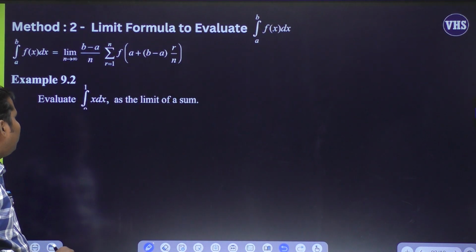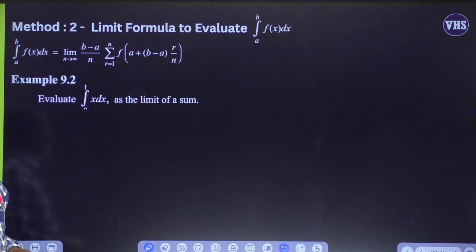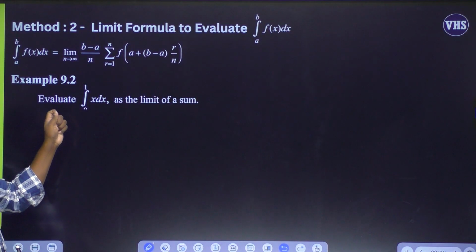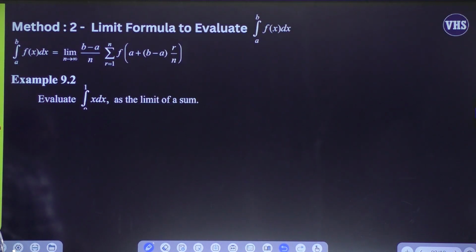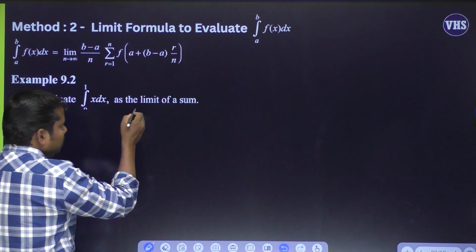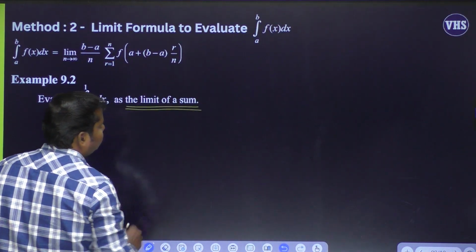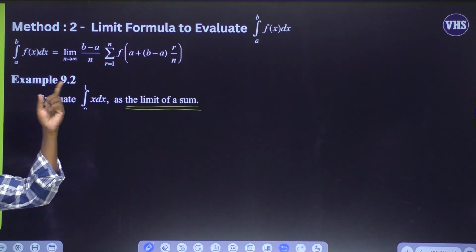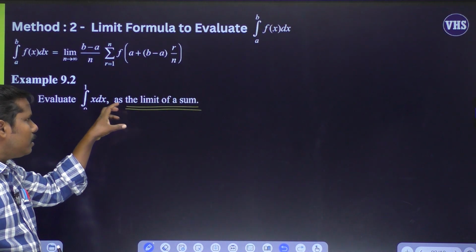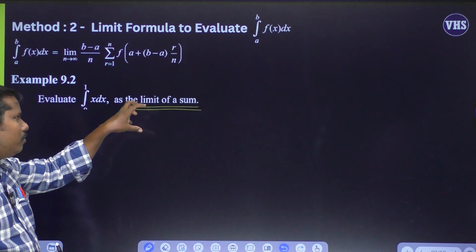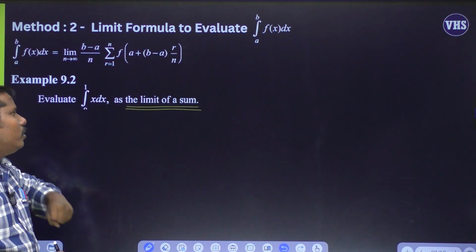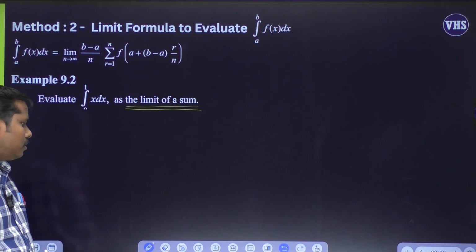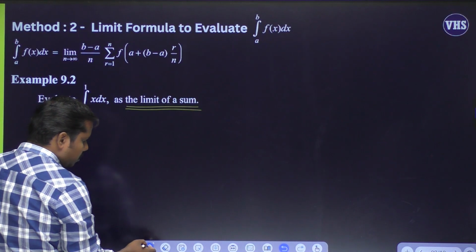Immediately let us go to the problem. Example number 9.2. Let us evaluate integral 0 to 1 x dx as the limit of a sum. You have to see the method. Previously we dealt with Riemann sum, but here it is simply limit sum. The word Riemann is missing here, so we should utilize the limit sum formula. Okay, let's go to the problem straight away.